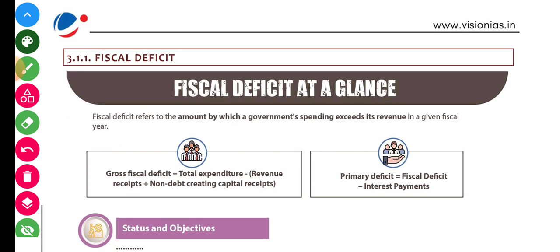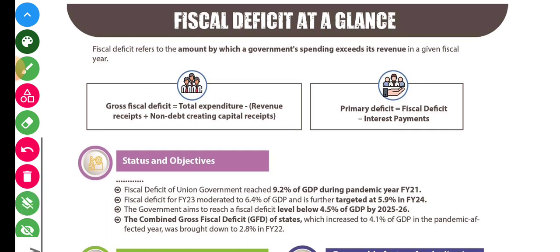Okay, so next is the fiscal deficit. What is the present scenario of the fiscal deficit in India? First, you can write what fiscal deficit is. Fiscal deficit is when government spending exceeds government revenue. Okay, so you can remember this. What is gross fiscal deficit? It is the total expenditure of the government minus revenue receipts and non-debt capital receipts. So you can remember this.